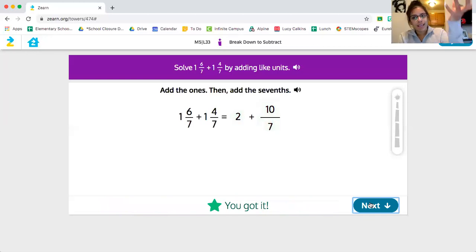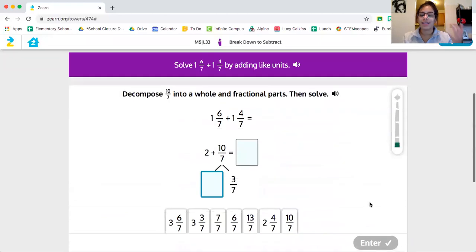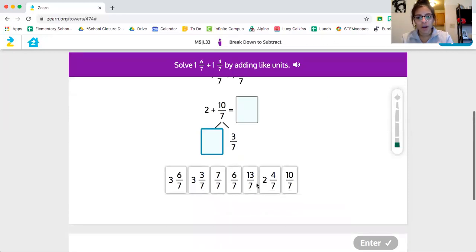So now I take that whole and that fraction, and I could add those together to get 2 and 10 sevenths. Now, the issue with that is 10 sevenths is an improper fraction. We know that when we think of the whole, that 7 on the bottom lets us know it takes 7 parts to make a whole. Meaning we have already surpassed that whole. We have more than 1. We can break that apart into 1 whole and 3 sevenths, or 7 sevenths and 3 sevenths.